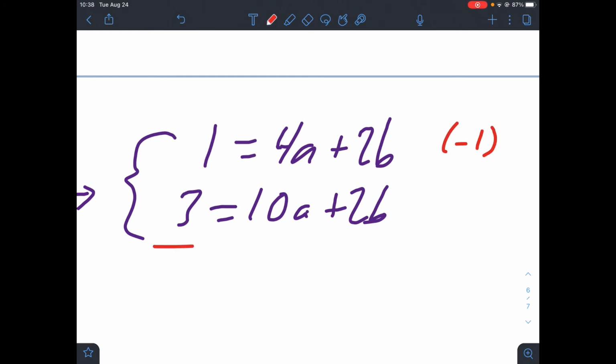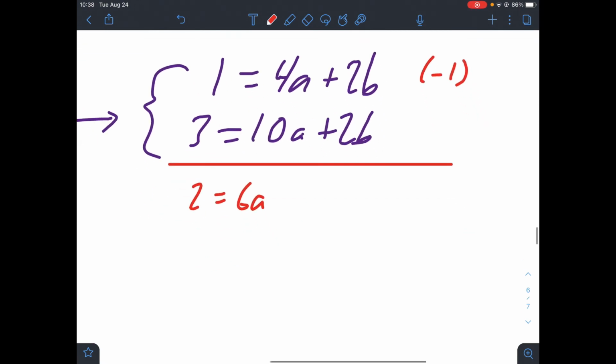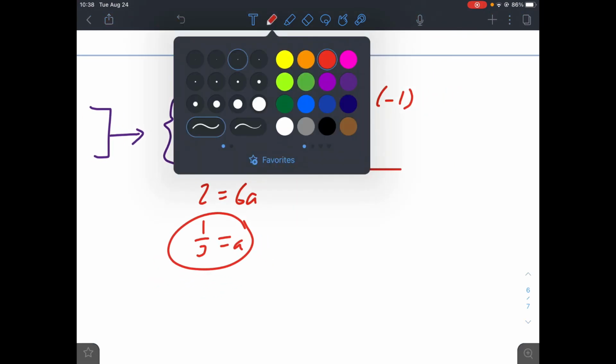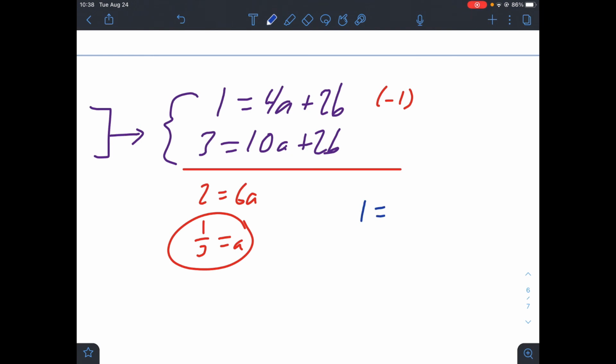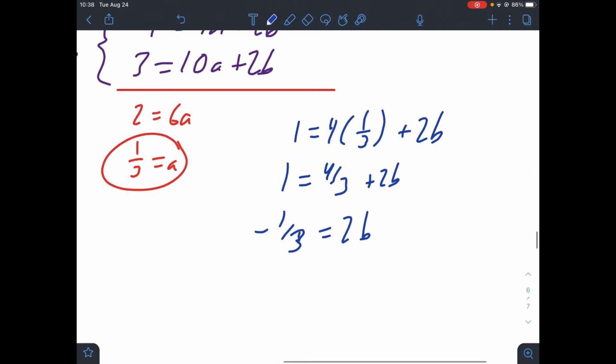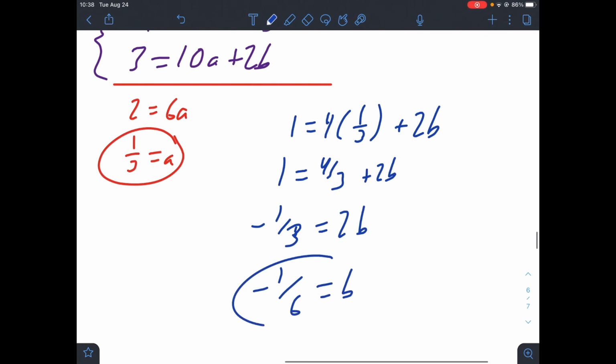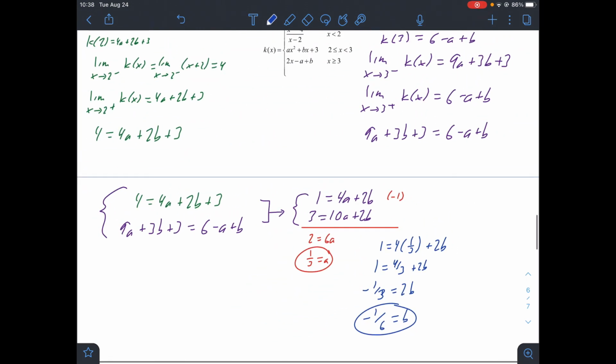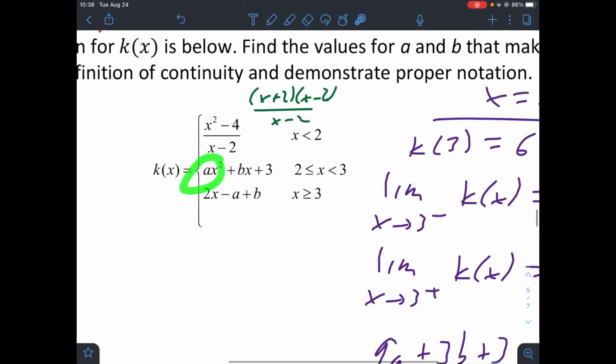We can multiply this by -1. When you add those together, you would get 2 equals 6a plus 0b. Divide by 6, we get 2/6, or 1/3, is equal to a. Put that 1/3 back into either equation. How about the top equation? We get 4 times 1/3 plus 2b. And just going through the solving steps for that, we get negative 1/6 equals b. So what does that mean? If we put 1/3 in for a and negative 1/6 in for b, this function would be continuous at all numbers.